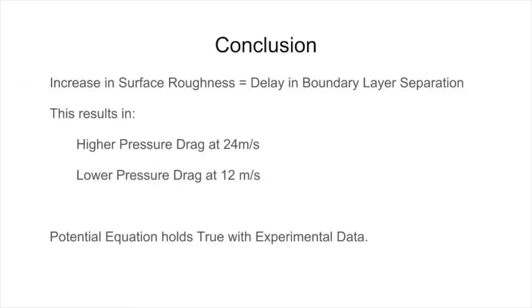In conclusion, our team wanted to see how Reynolds number and surface roughness affected boundary layer separation and the drag coefficient. So increasing surface roughness significantly delays boundary layer separation across the board. This results in a reduction of the coefficient of drag in the wake of the turbulent boundary layer at 12 meters per second, and this proves the potential flow equation 1 minus 4 sine squared theta matches our experimental data. However, the opposite occurs at 24 meters per second, in that we actually see a rise in the coefficient of drag.